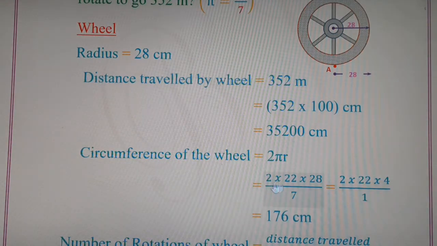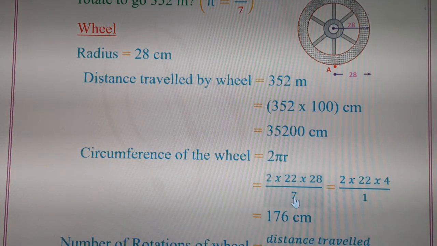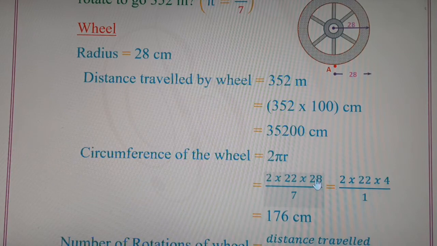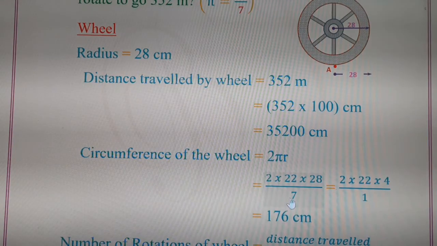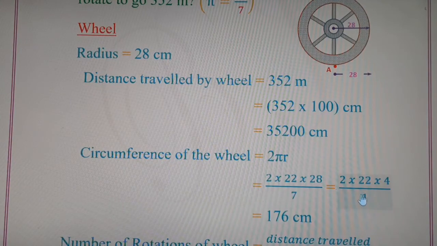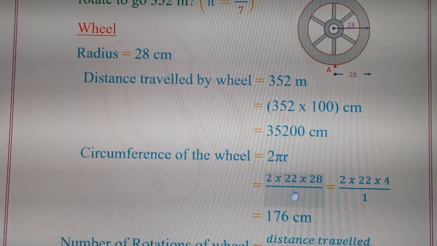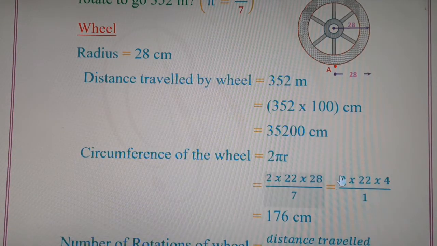2 pi r, 2 into pi into r, 2 into 22 upon 7 into 28. Here 7 table we can use to cancel the denominator 7, and with the 7 table we can also cancel the numerator 28. 7 ones are 7, 7 fours are 28. 7 is cancelled and 1 is written, 28 is cancelled and 4 is written. So instead of 7, I'll write 1. Instead of 28, I'll write 4. Rest of the numbers I'll copy as it is.